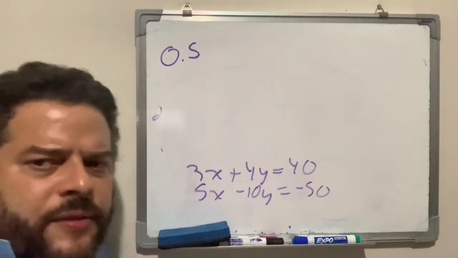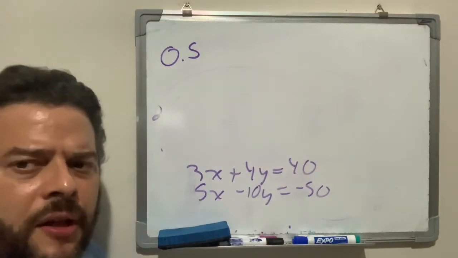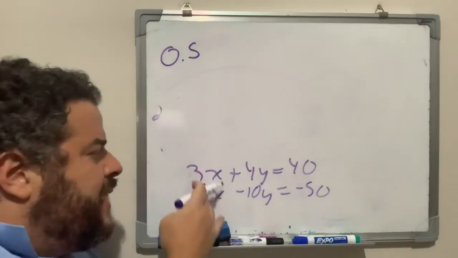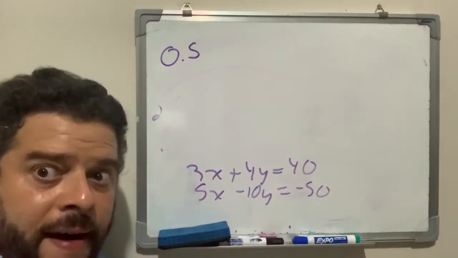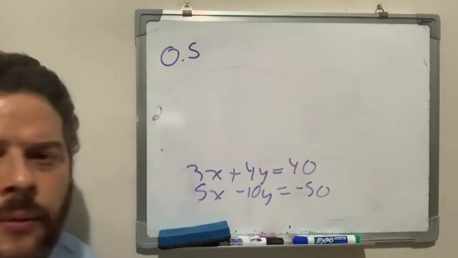Now here's the next part. And this one is actually longer than normal because you just can't add lines to cancel a variable. Remember we saw this last year? One second, please.